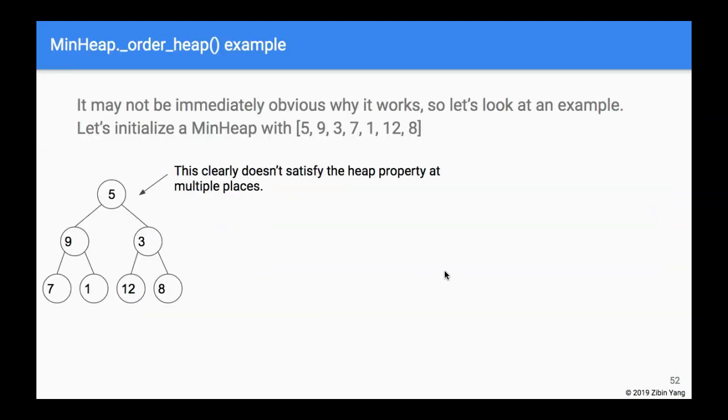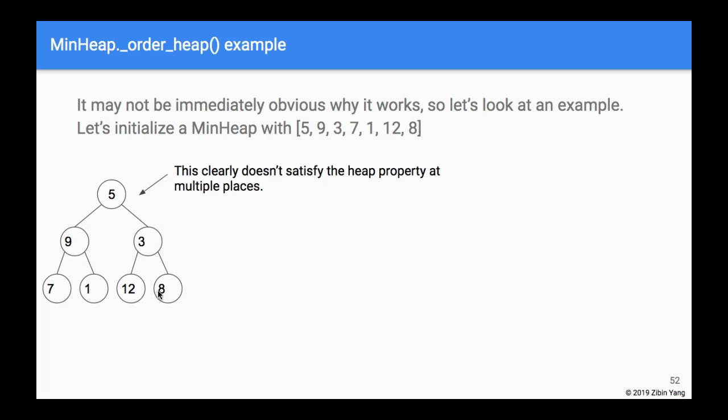So to most of us, the way the code is written, it's probably not immediately clear why or how it works. So let's look at an example. Let's initialize the min heap with this series of numbers, and remember, this is just in an array, right? If we draw it out in the binary tree form, that's what it looks like: 5, 9, 3, and then 7, 1, 1, 2, A.